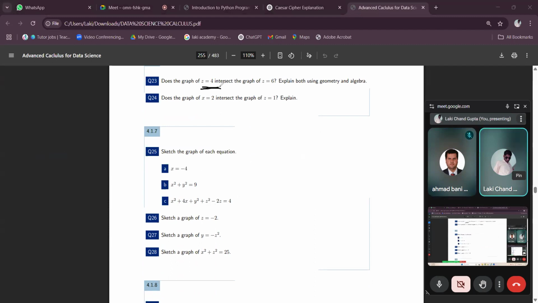Does the graph z is equal to 4 intersect the graph z is equal to 6? No, because this is z is equal to 4 and this is z is equal to 6. They cannot intersect because they are parallel.